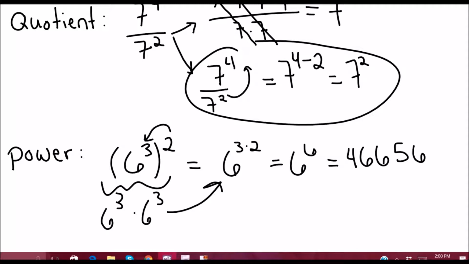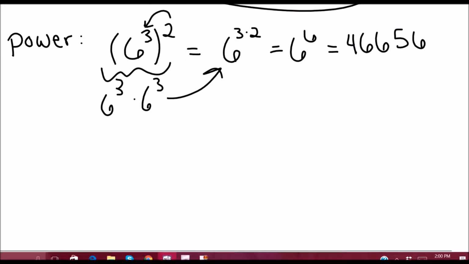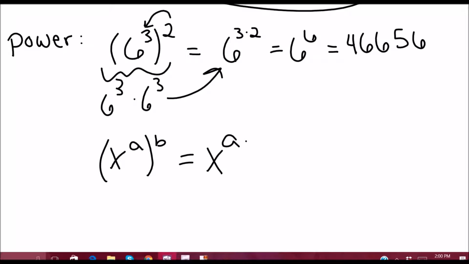All right, so now let's just make this last power property rule in general terms, just so we can use it for whatever numbers we need to use it for. And that's going to be x to the a, all raised to the b, equals x to the a times b.